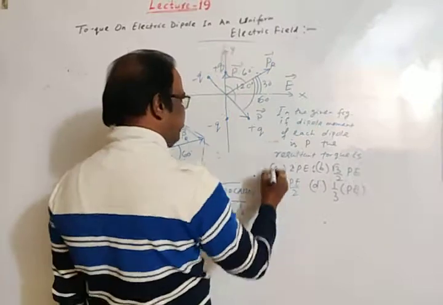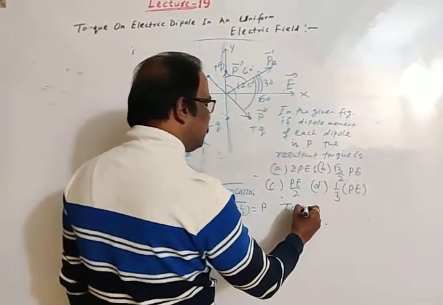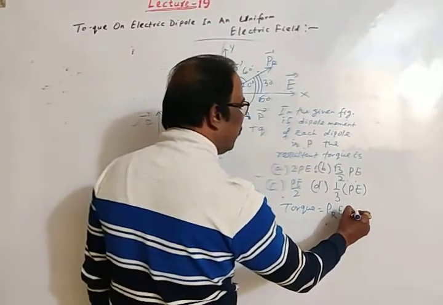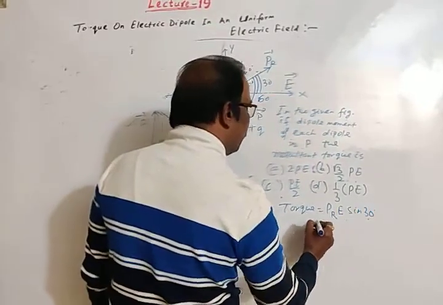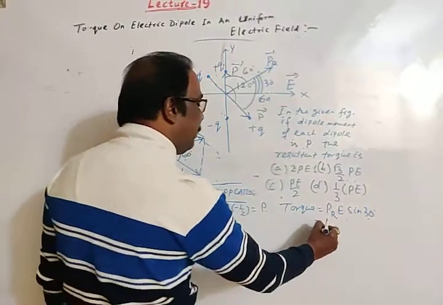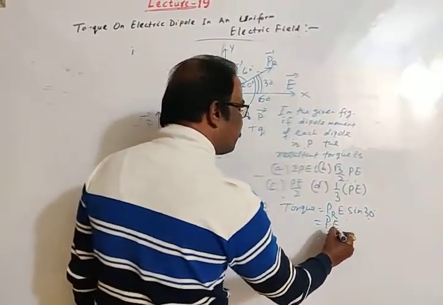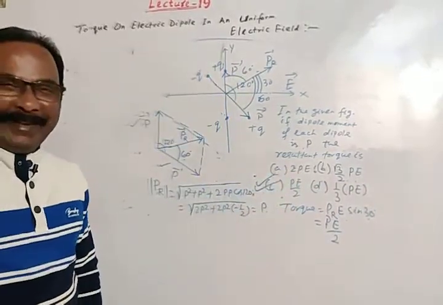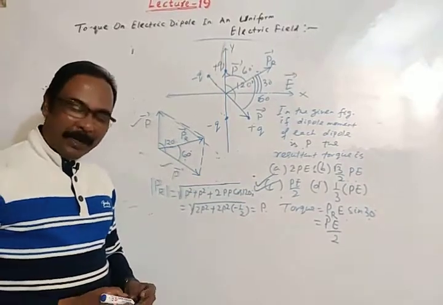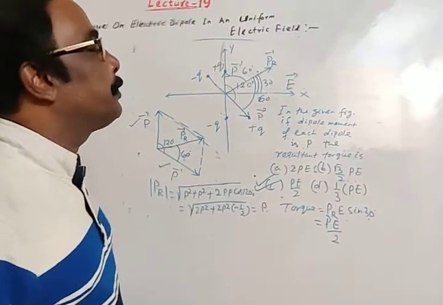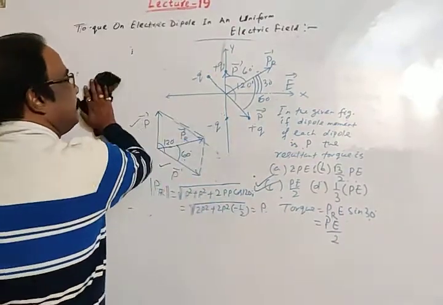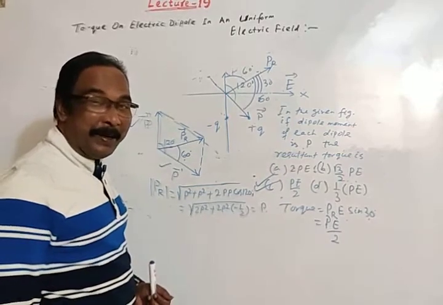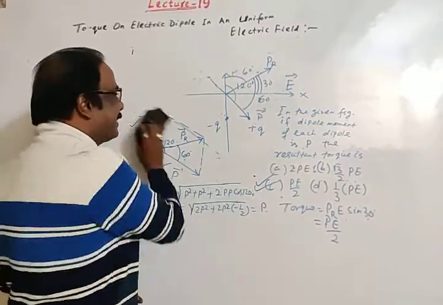Now torque is the resultant dipole moment into electric field into sine 30. The resultant dipole moment is P, and sine 30 is 1 by 2. Then the option is C. Very easy question. Next, another conceptual question, very important. Okay, I am erasing it without taking your permission. Take it.